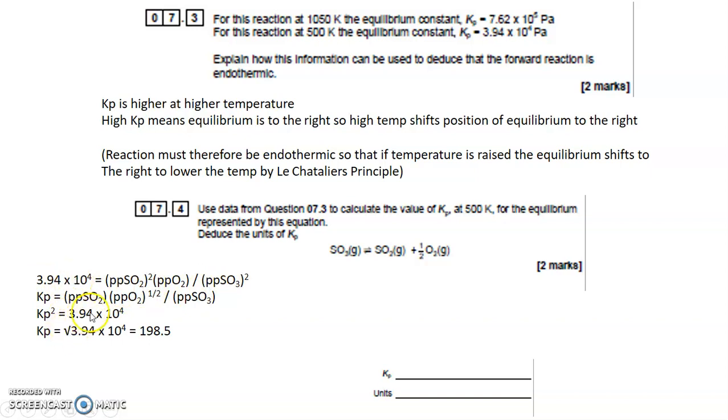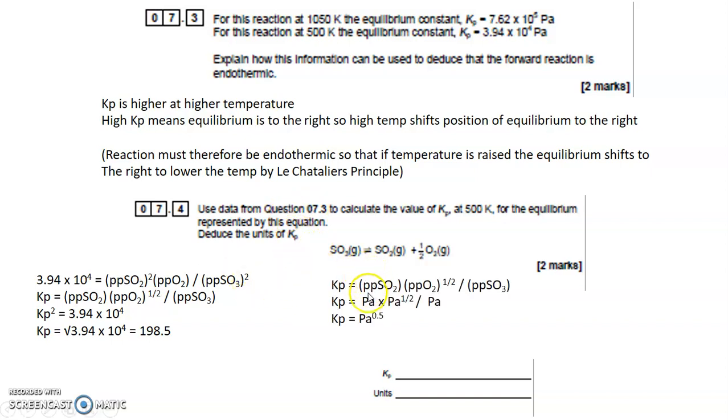So Kp squared is 3.94 times 10 to the power 4. Kp therefore is the square root of that, which is 198.5.